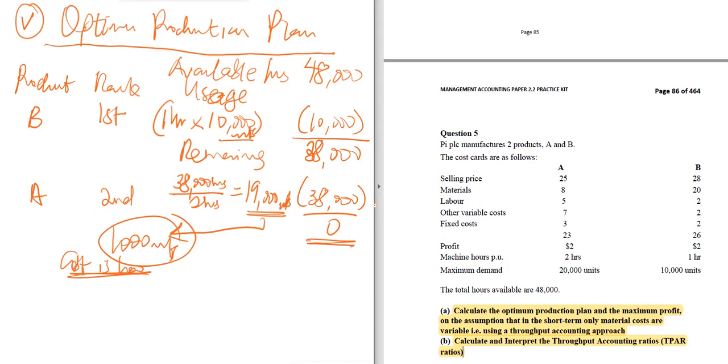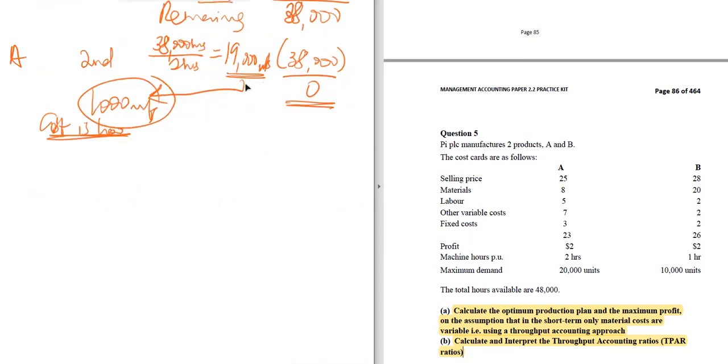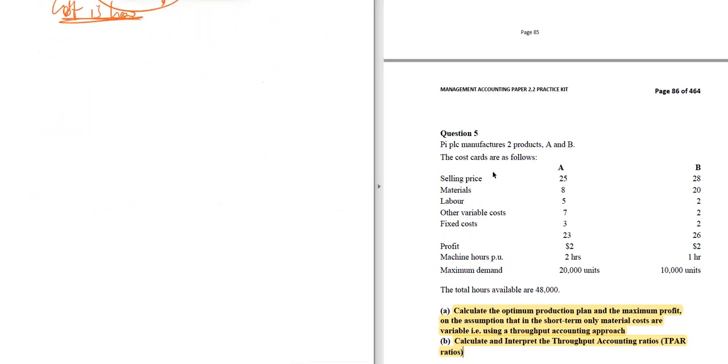We'll look at that later. Now that we know this, what we need to do is to get our maximum possible profit. So how do we get our maximum possible profit? First of all, we need to calculate our fixed cost. So determine your fixed cost.